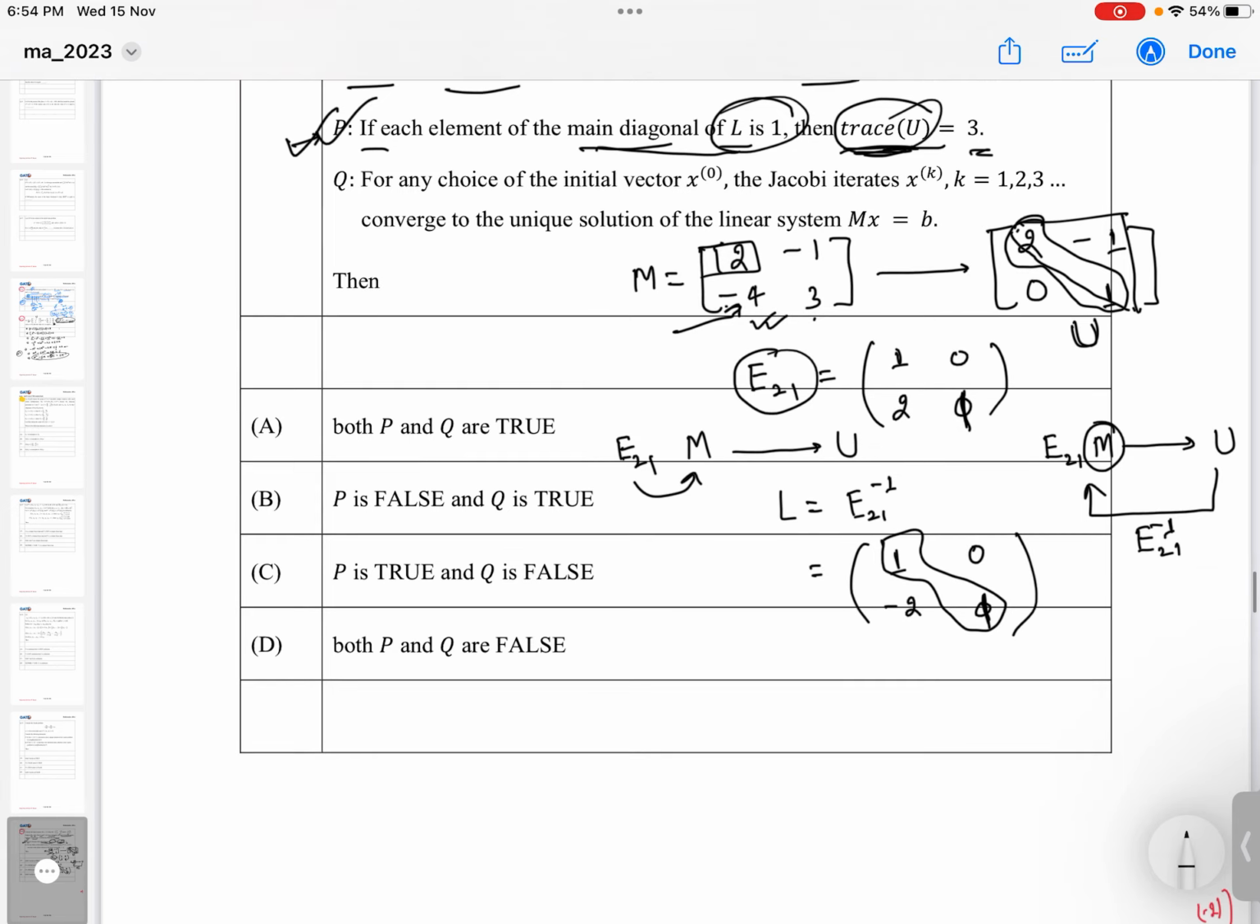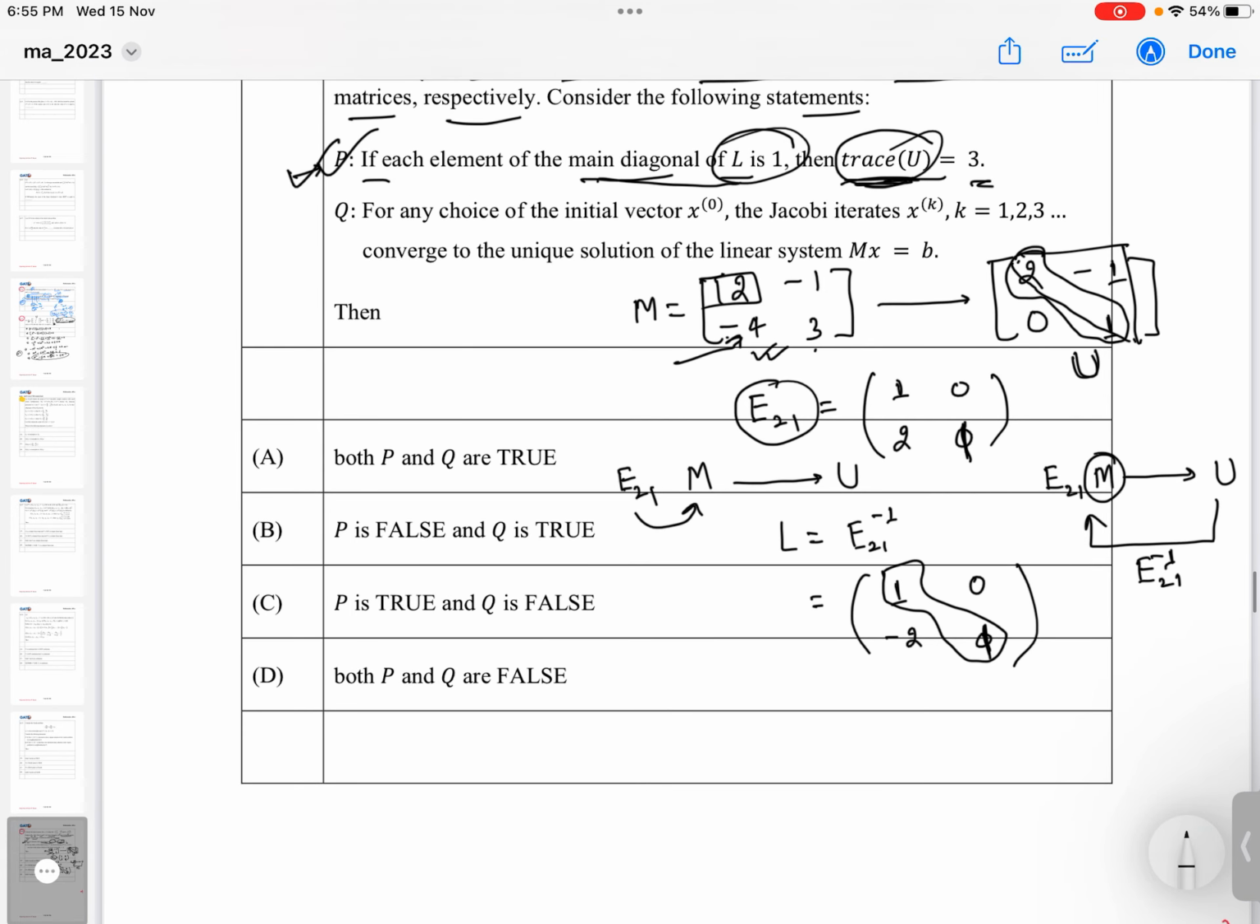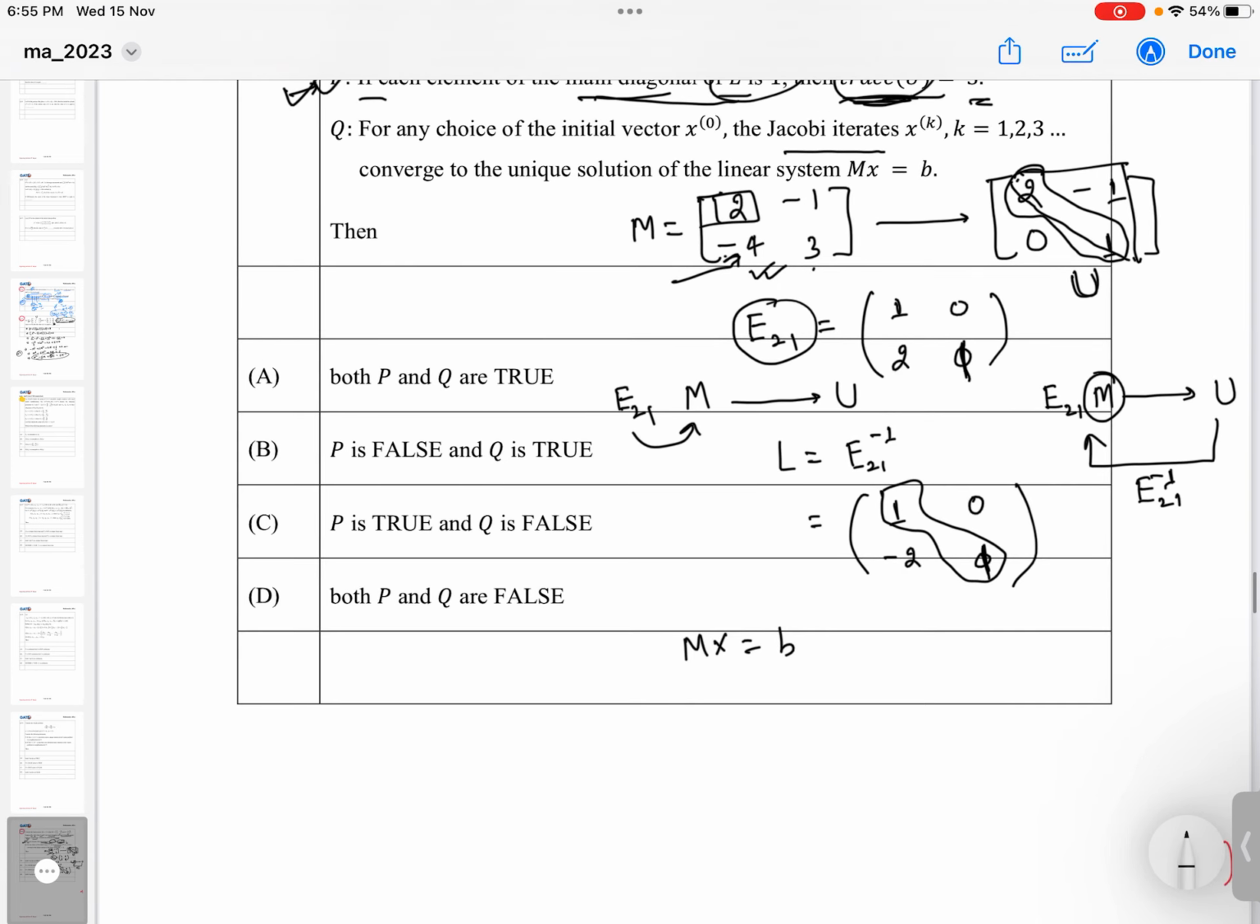Now let's jump to statement Q. What statement Q is asking is: for any choice of initial vector x0, the Jacobi iterates xk, where k equals 1, 2, 3, and so on, converge to the unique solution of the linear system Mx = b. So we have to look at whether Mx = b has a unique solution.